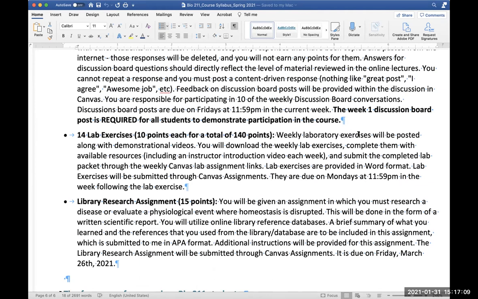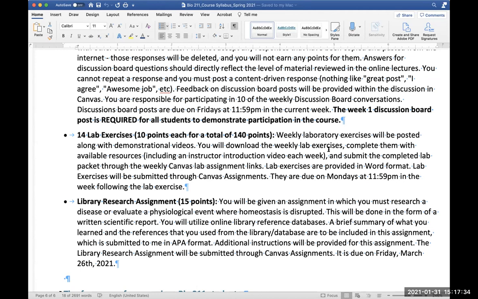So each week you'll have your lab exercises posted in your weekly module on campus, and it will include a link to submit your work. And I'm pretty flexible again on the format in which you want to submit it. So you'll be submitting your labs. They will be due the Monday after the week in which they're assigned.